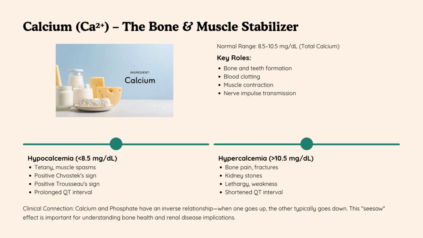You will see kidney stones because there is a lot of calcium in our body, and because the kidney also excretes our electrolytes, that calcium bundles up and stores itself in the kidney, so it creates stones. Lethargy, weakness, shortened QT intervals, so you will see that on ECG. The cause of hypercalcemia is hyperparathyroidism.